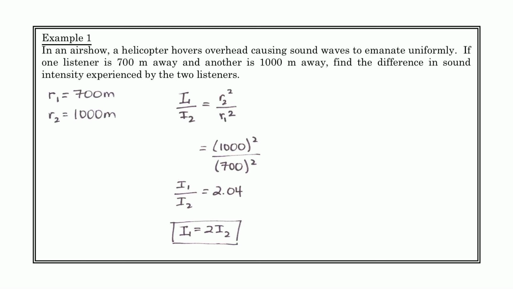Basically what this tells us is that the sound intensity at 700 meters is almost twice the sound intensity at 1,000 meters. And it's because of this factor of r squared that even though the distance isn't half as far or half as close, the intensity is twice as much.